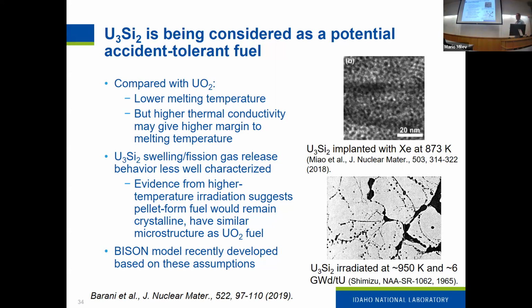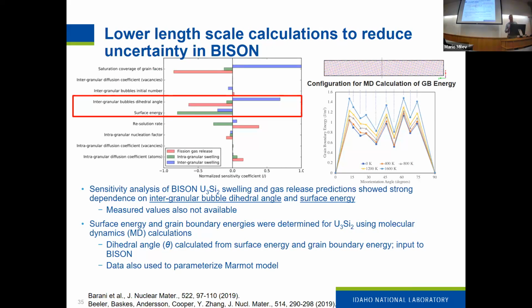The fission gas release behavior of U3Si2 is not so well understood, but there's evidence from high temperature radiation that suggests that pellet form fuel would remain crystalline, unlike lower temperature uranium silicide, which generally amorphizes. So at higher temperatures, what evidence we have says it probably is more similar to UO2. The microstructure of the fission gas bubbles is similar to UO2. And so a Bison model was developed based on these assumptions a couple of years ago.